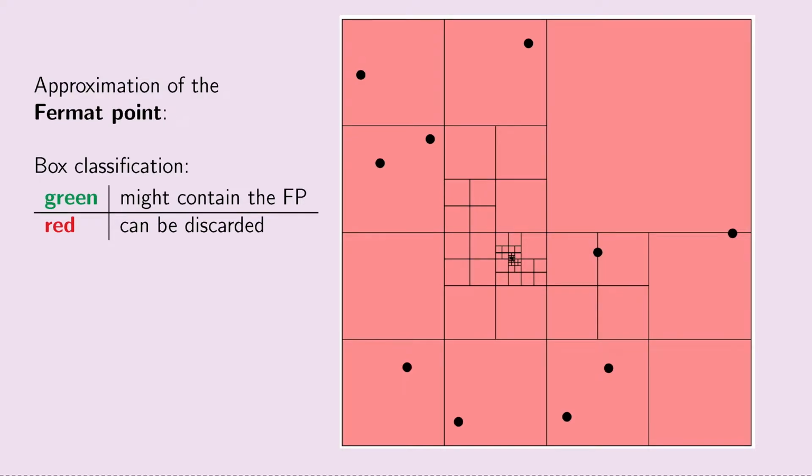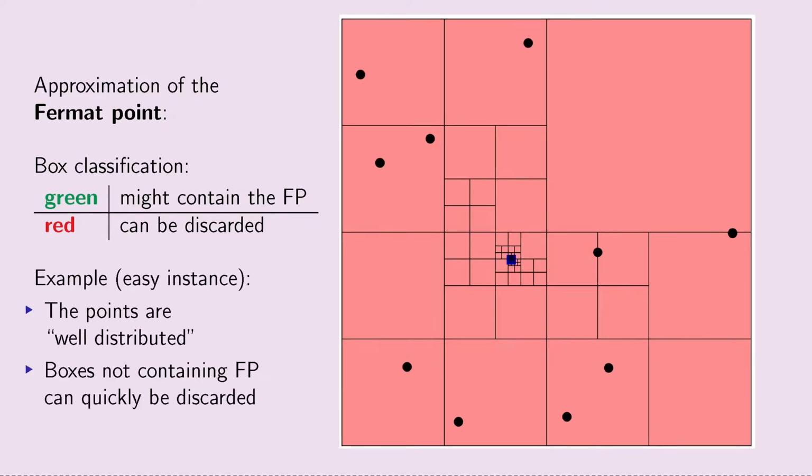later during the algorithm. The test to classify the boxes is based on an approximation of the gradient of the Fermat distance function for all points within a given box. In the example, the cluster points are intuitively speaking well separated, and boxes which do not contain the Fermat point can quickly be discarded. When the area of green boxes becomes small enough, then we can return an approximation of the Fermat point, here colored in blue.